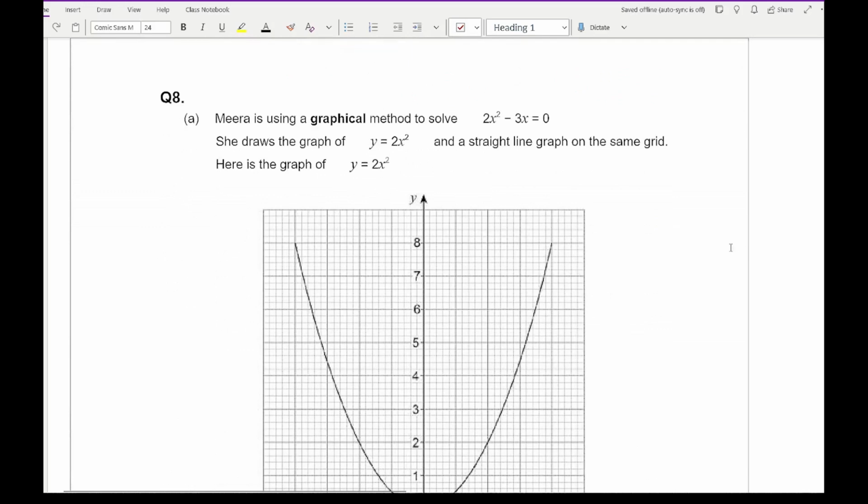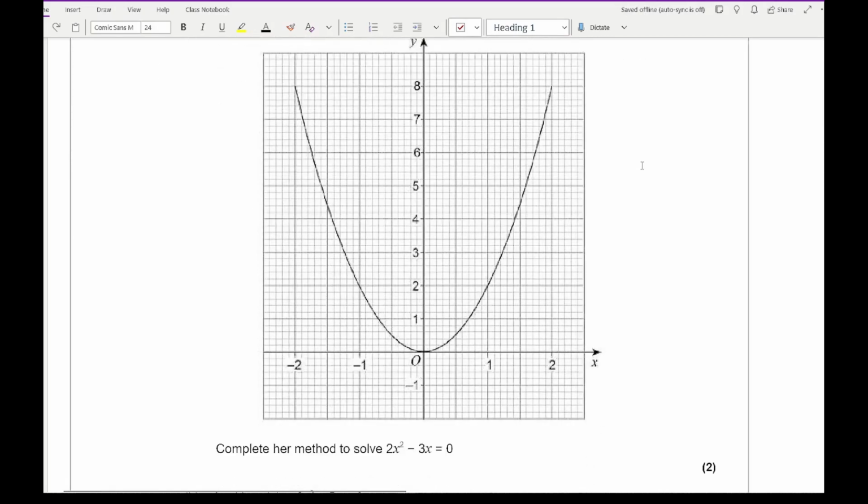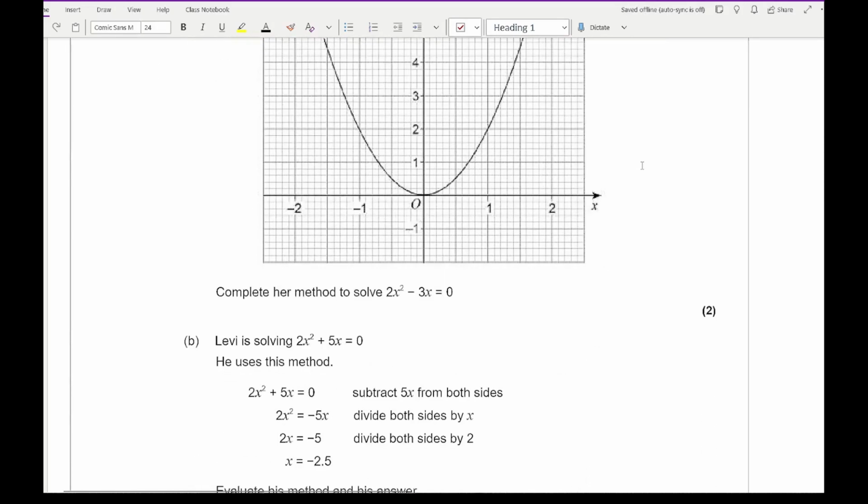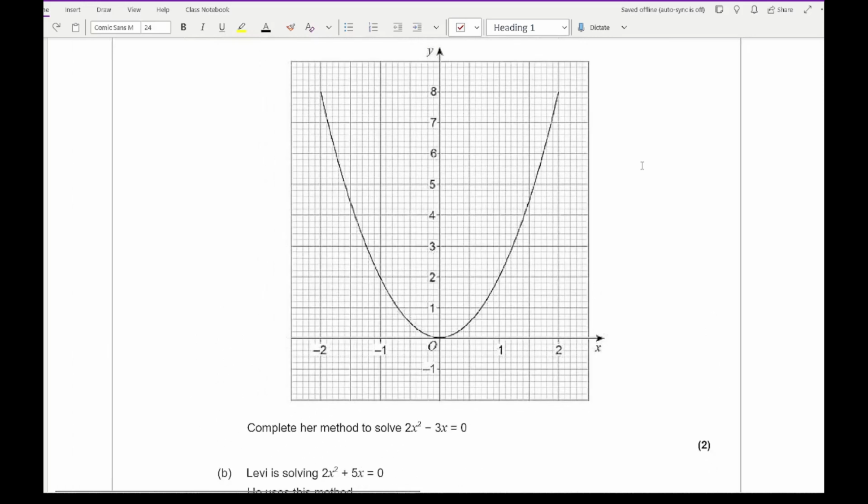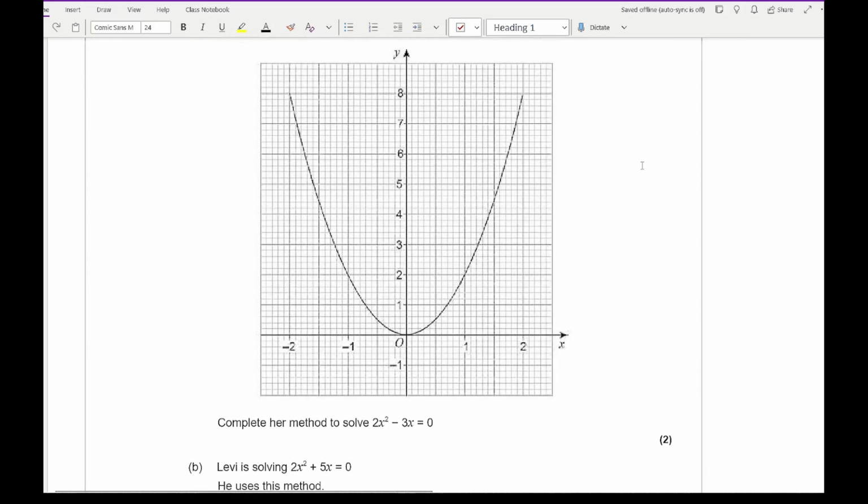Moving on to question 8, it says Mira is using a graphical method to solve 2x squared minus 3x equals 0. She draws a graph of y equals 2x squared and a straight line on the same grid. Here is the graph of y equals x squared. And it says complete her method to solve 2x squared minus 3x equals 0.